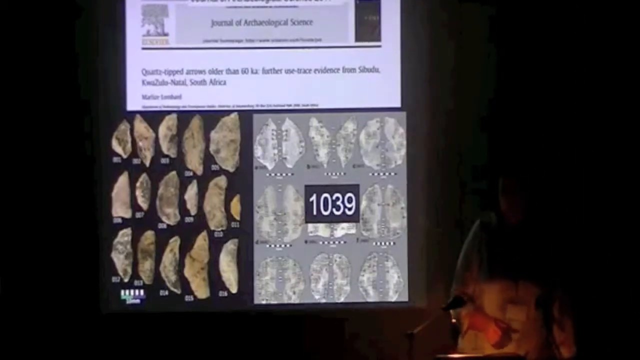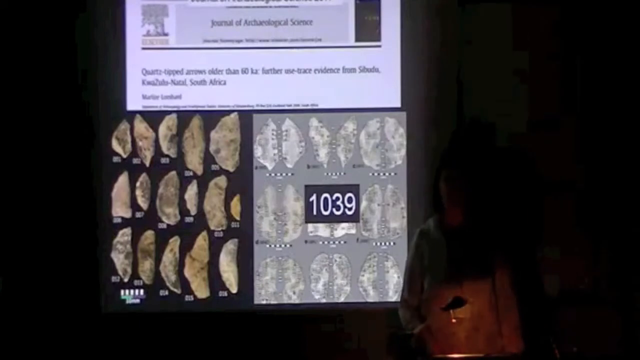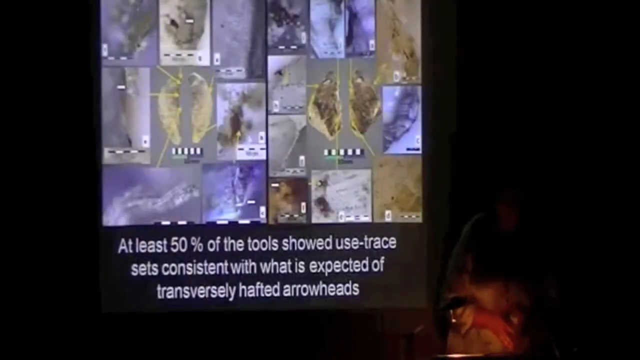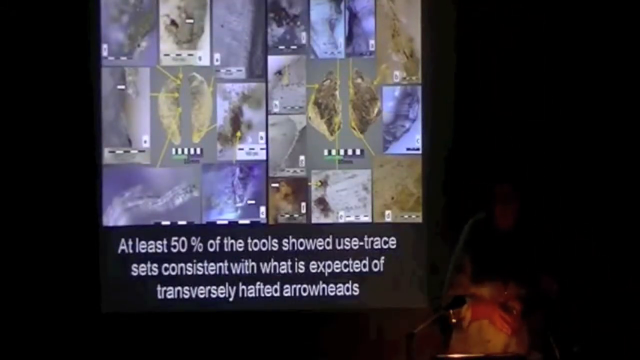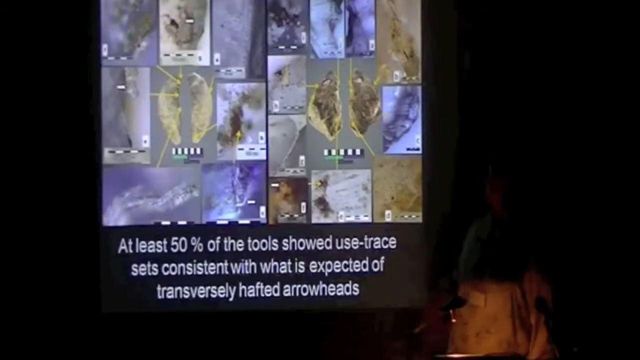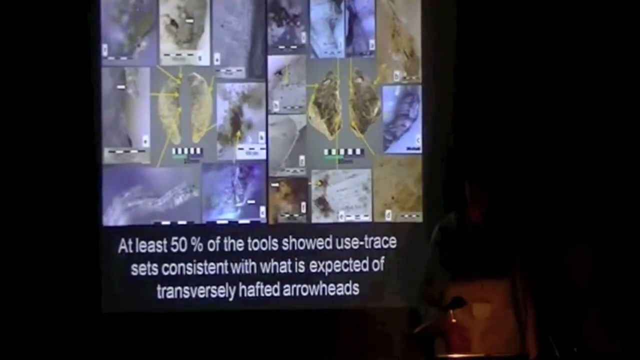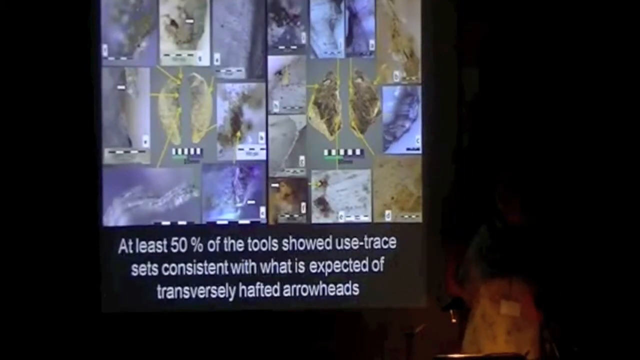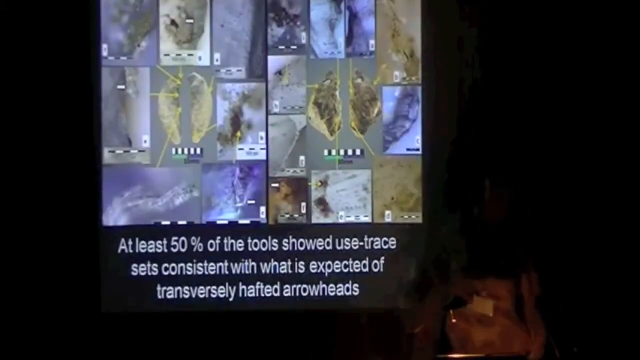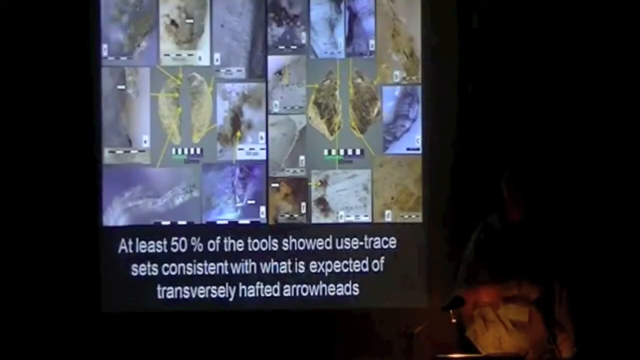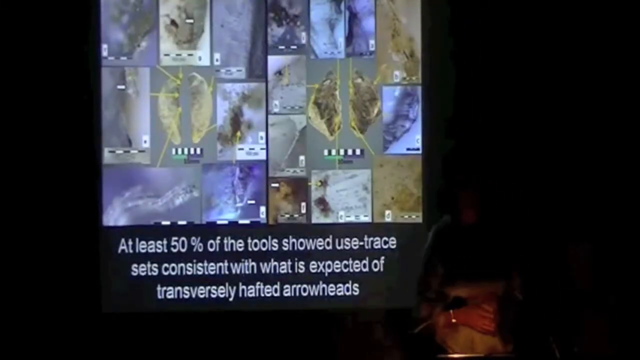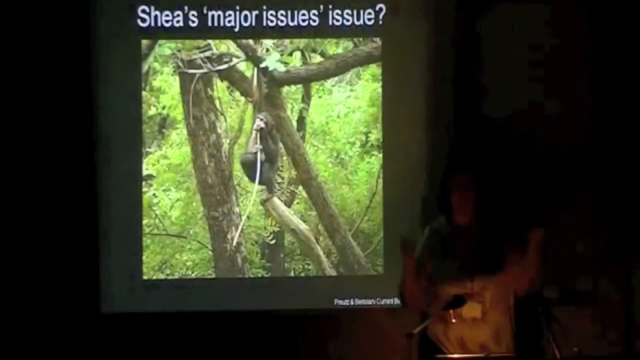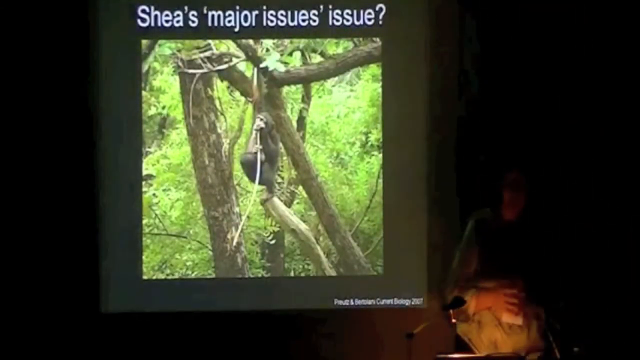16 were excavated subsequently, counted 1,039 use traces on them, and at least 50% of that showed use trace sets consistent with what is expected of transverse arrowheads. See very clear transverse striations at the back side. That's probably from hafting. Transverse striations, the top there, on the edge. The edges are sharp, they're not rounded, but they do have damage, and these striations, and all kinds of residues together with that. Now, what about the major issues?